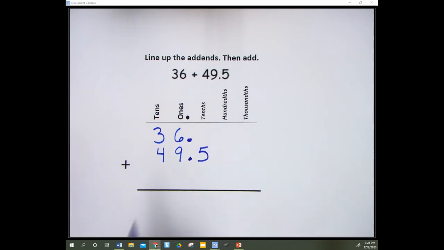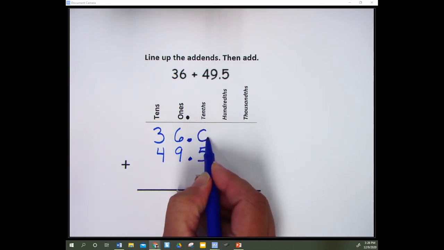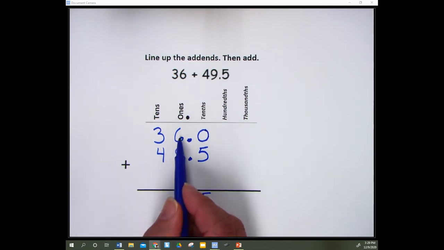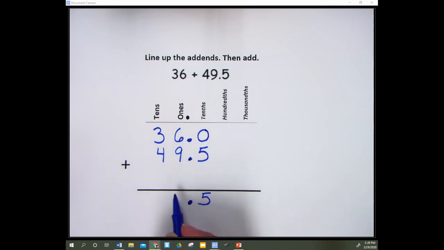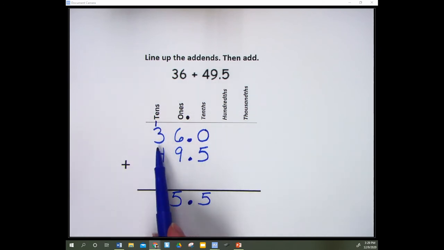Notice how the decimal points are stacked right on top of each other, and that lines up the rest of the columns. Now you can put a 0 to the right of the decimal in 36 if you'd like. 0/10 plus 5/10 would be 5/10. I need my decimal point straight below. 6 ones plus 9 ones would be 15 ones. That's the same as having 5 ones and 1 ten. 1 ten plus 3 tens plus 4 tens would be 8 tens. So my sum is 85 and 5/10.